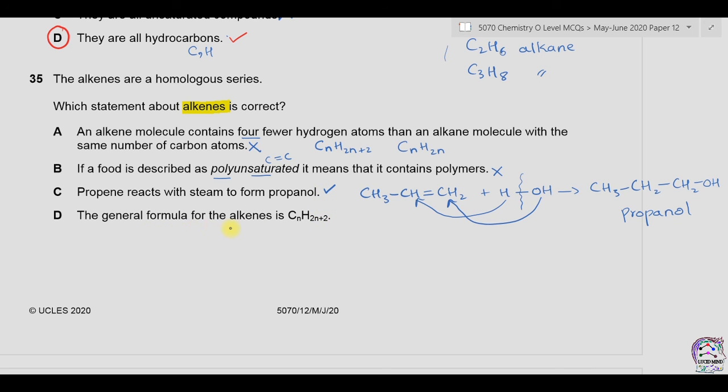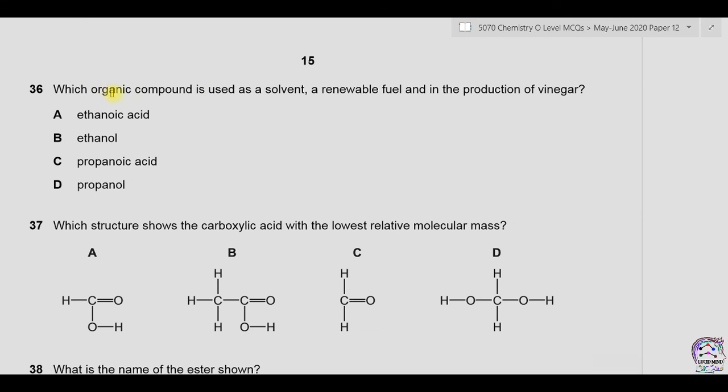D. The general formula for alkene is CnH2n plus 2. This is wrong because this is the general formula for alkanes. So the correct option is C. Question 36. Which organic compound is used as a solvent, a renewable fuel, and in the production of vinegar?